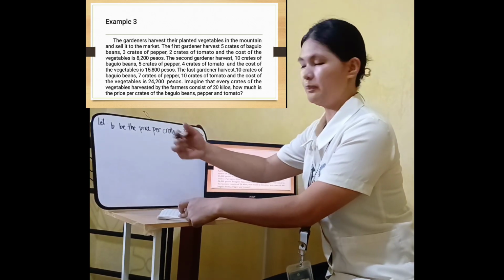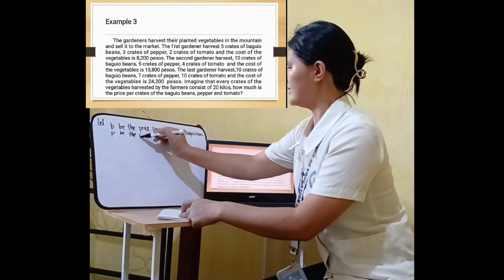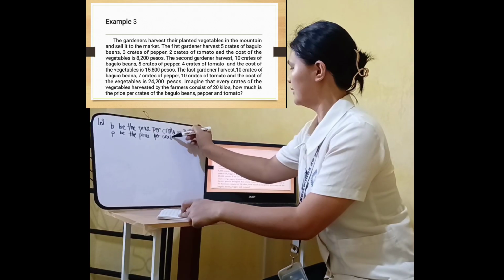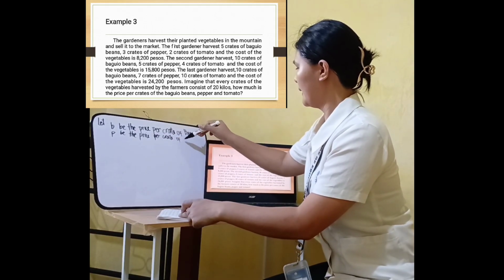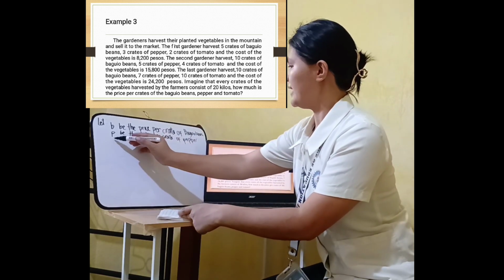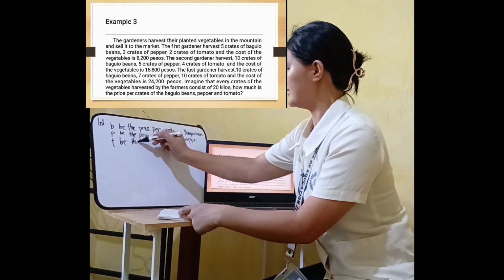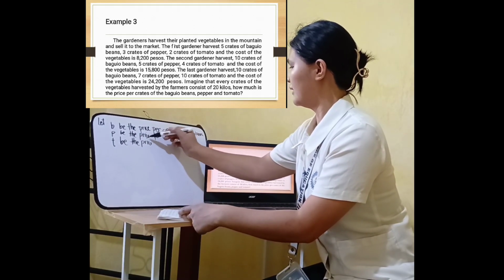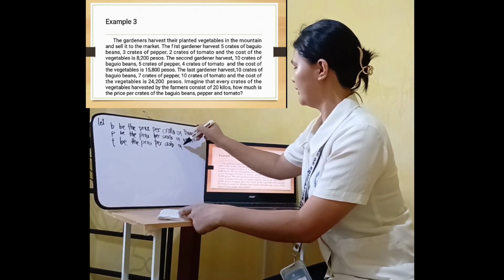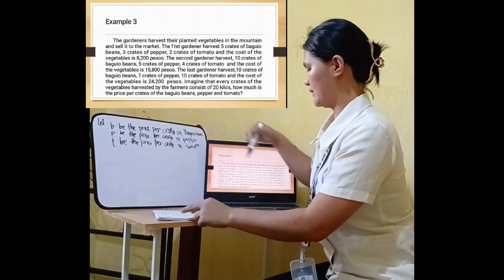And we will let P be the price per crate of pepper. And we will let T be the price per crate of tomato. Ayan.